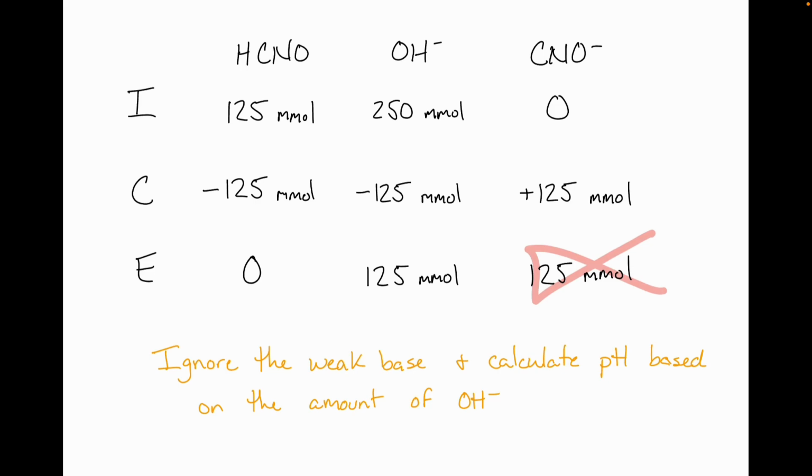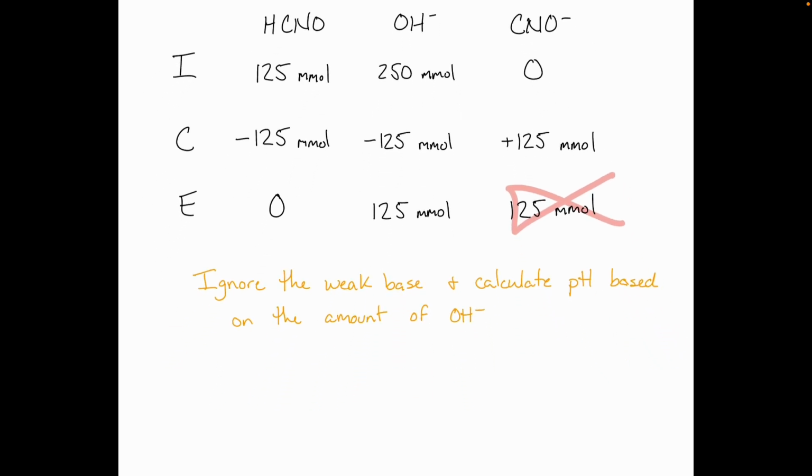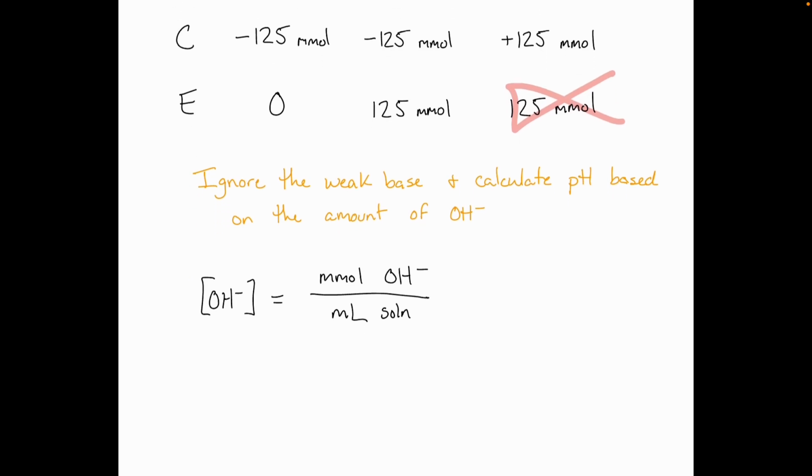Okay, so we need to figure out our hydroxide ion concentration, which is going to be millimoles of OH divided by milliliters of solution. We add 125 millimoles of hydroxide.